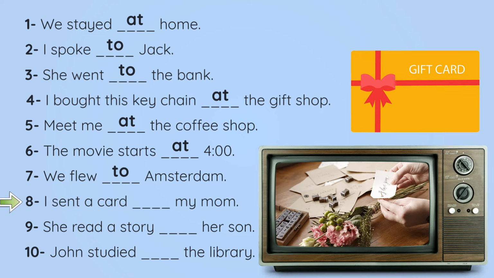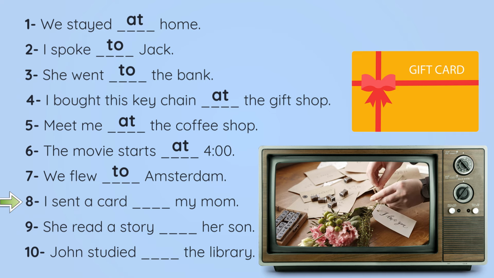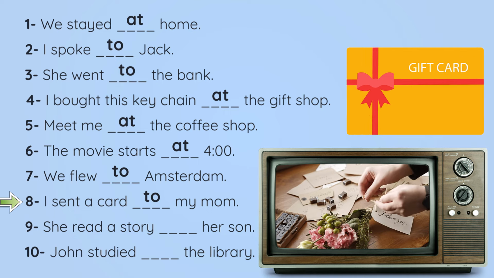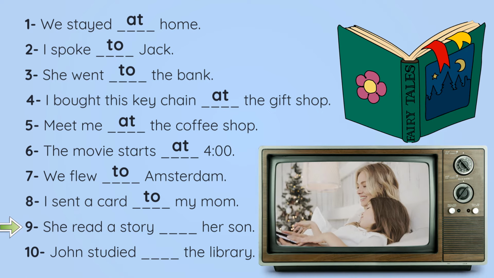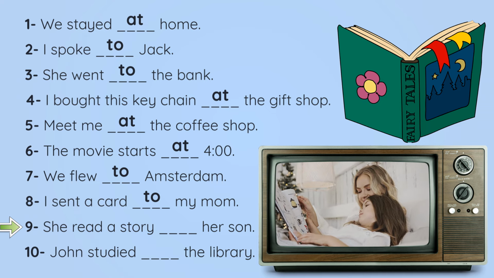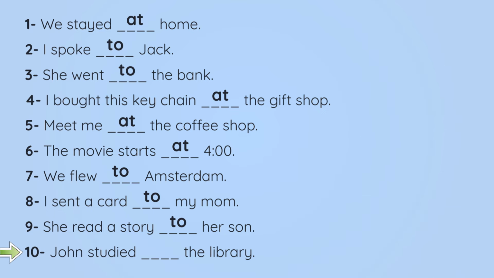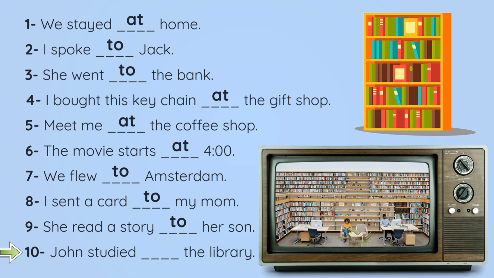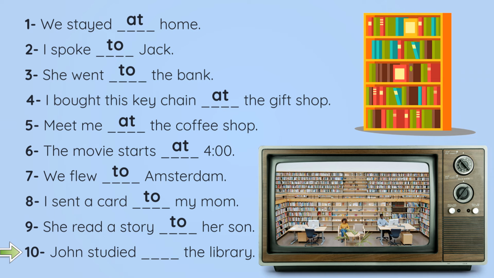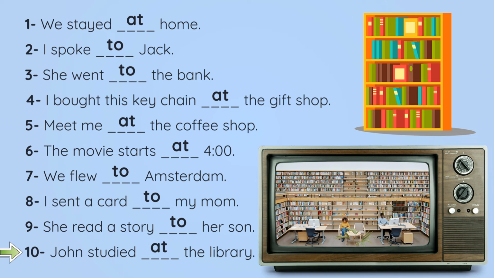I sent a card blank my mom. Sending, it is movement. It implies movement. So for movement, we have to say, I sent a card to my mom. She read a story blank her son. When you're reading, the activity is directed towards someone. So she read a story to her son. And the last one, John studied blank the library. So where was he? Was he in one place or was he moving? He was in one place, one location. So we can say John studied at the library.